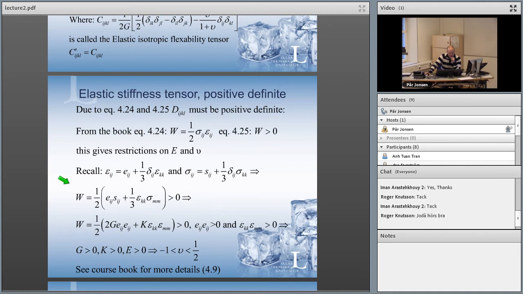So this elastic stiffness tensor, we know that it is positive definite. This is something you can also check in your calculations later on when you're working with it. In the book you have equations 4.24 and 4.25, looking like this. It was the strain energy that you could find for a linear elastic material. And it also says that the energy is positive all over the system. This is something that has to be fulfilled for this to work.